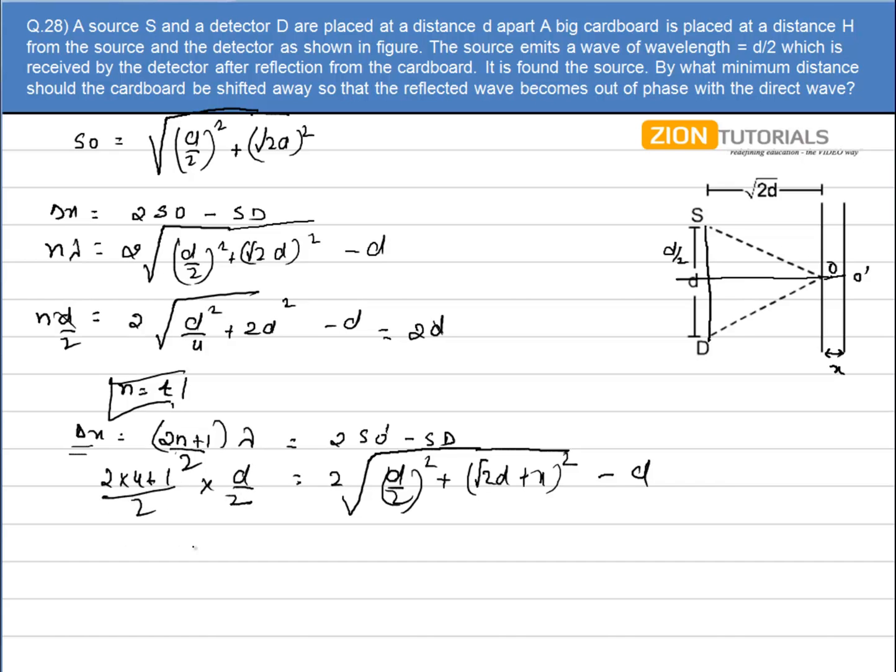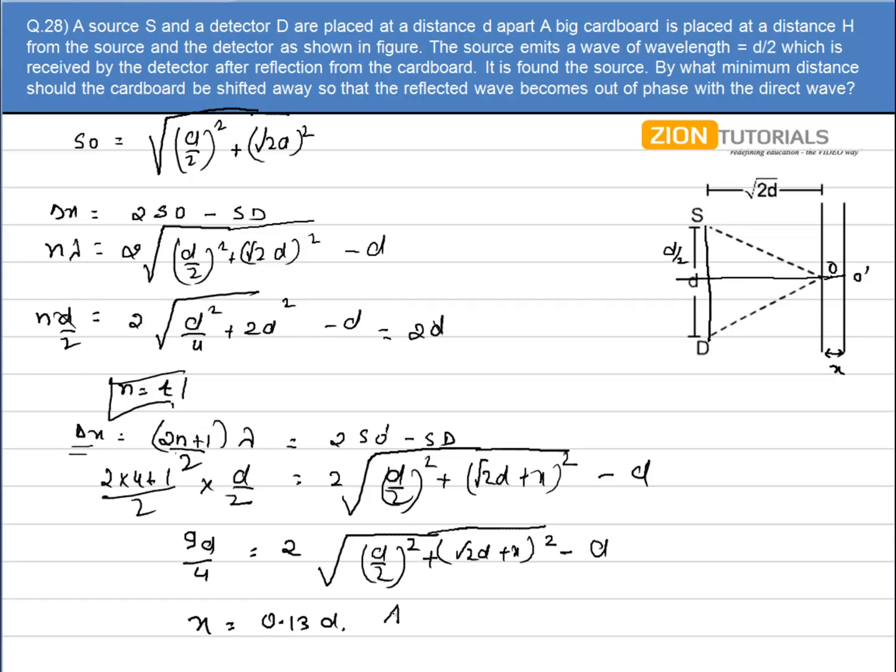Fine. So it comes out to be 9d/4 equals 2 times under root of (d/2) whole square plus (root 2d plus x) whole square minus d. So on solving this for x, the value of x comes out to be 0.13 times d. That is the answer.